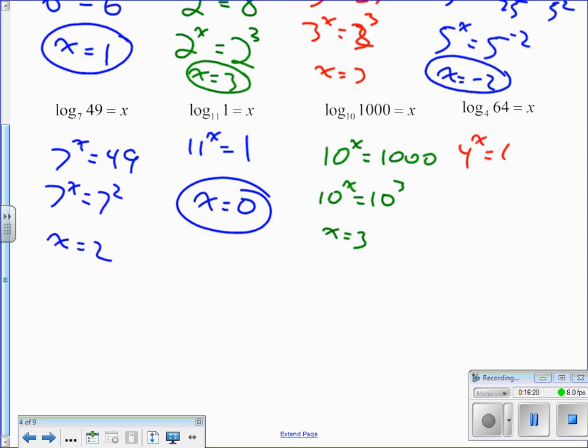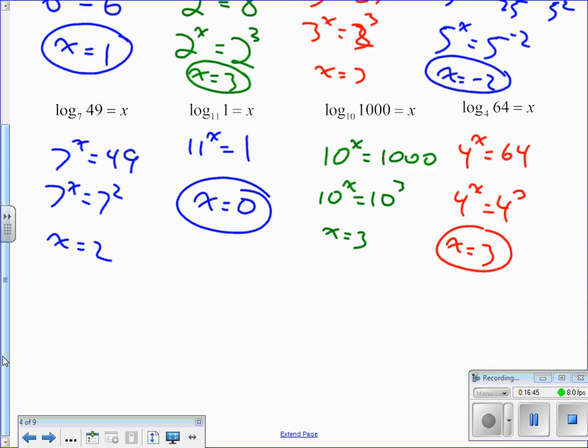4 to the x is equal to 64. 4 to the x is equal to 64 is 4 to what power? Third power, 4 cubed. X equals 3. Now, a word about some of these problems. All of these are nice because they're raised to the second or third power. For the most part, it was pretty easy.